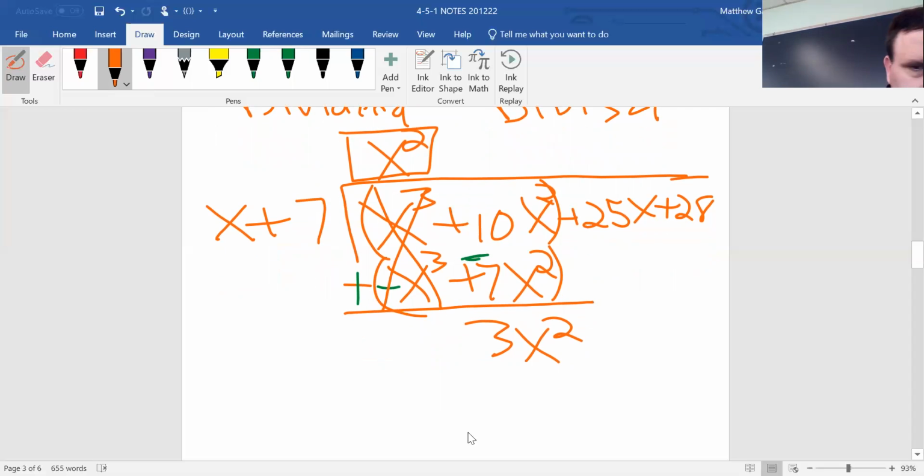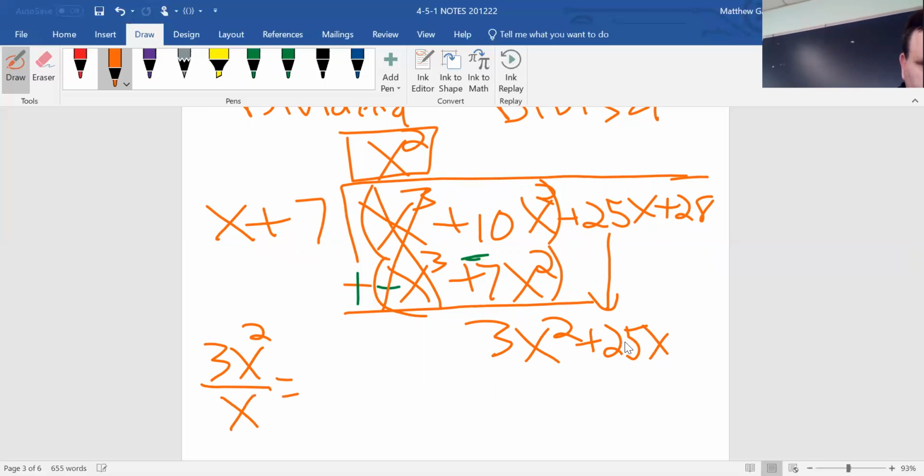Now the question is, we used 2 terms in the first step. So in this next step, we need a second term. So we treat this 25x like a decimal, we bring it down. Now our objective is to get rid of 3x squared. So we go backwards, kind of clockwise. You say, what times x gives you 3x squared? That would be 3x. So that's going to go up here in this box.